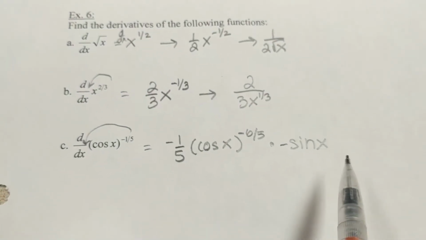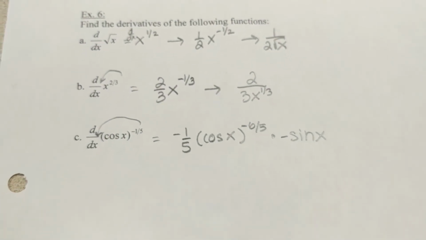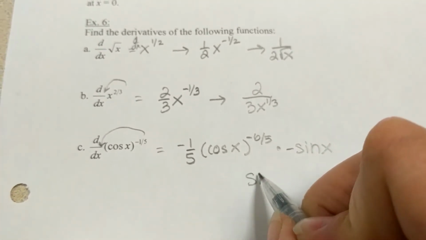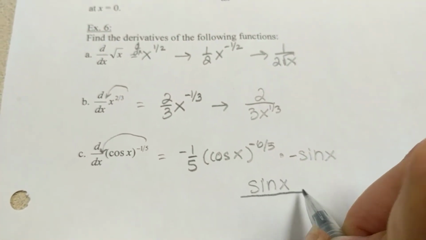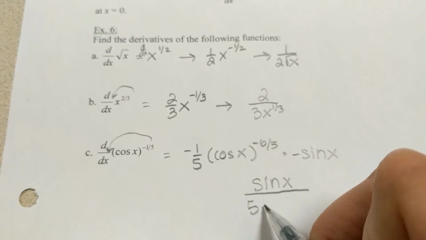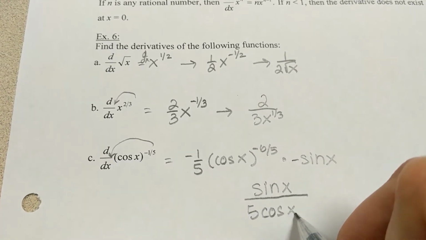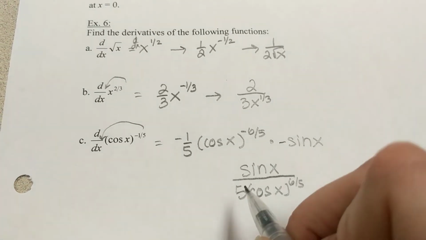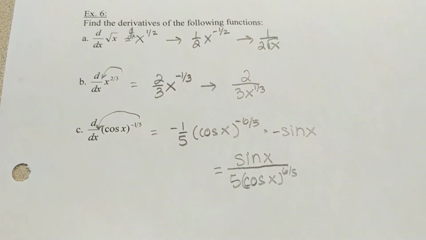So now when we put this all together, negative and a negative gives us a positive. So we end up with a sine of x up on top, and then on the bottom a 5 cosine of x to the 6/5 power. That is the end of chapter 3.